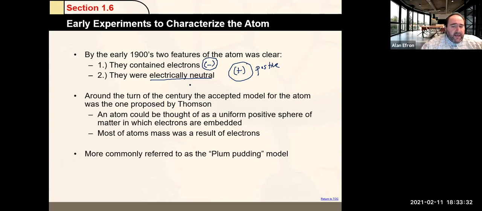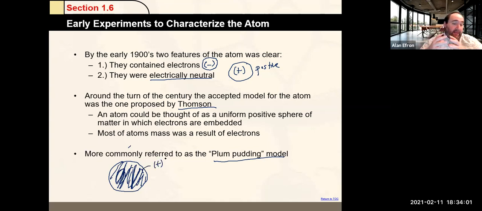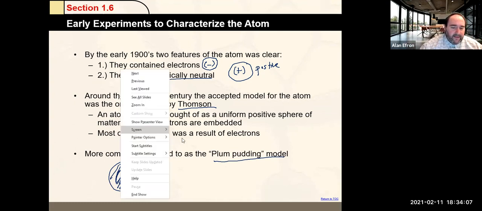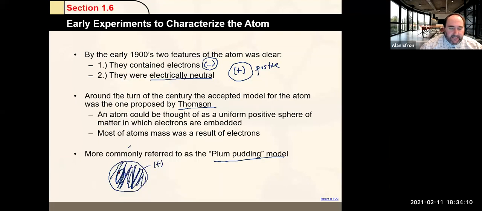The earlier accepted model of the atom is referred to as the plum pudding model. You do need to know this model, and that Thomson came up with it. He thought the atom was a sphere, and spread out all over this sphere was all the positive charge. What he thought was embedded inside were the negative electrons.